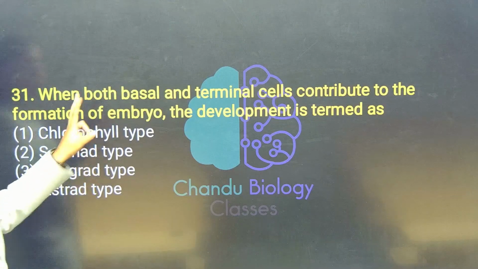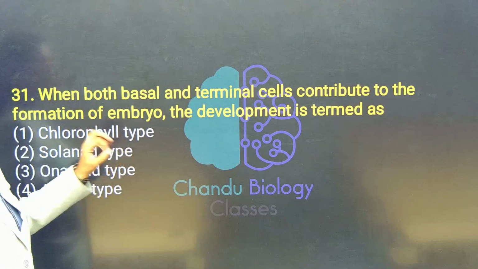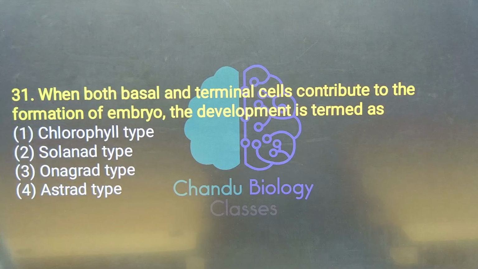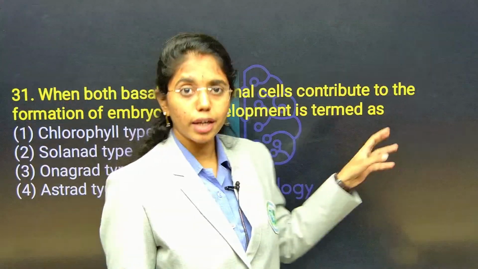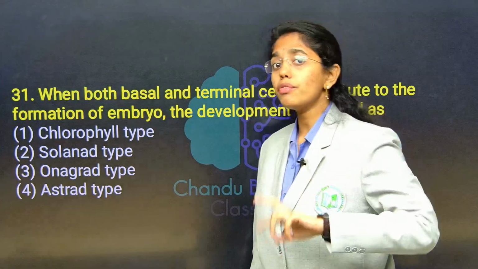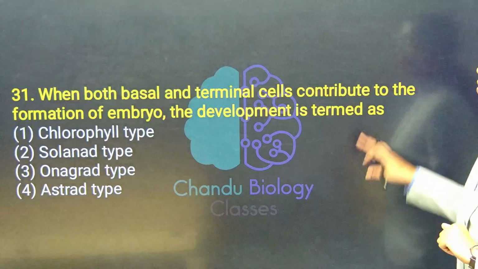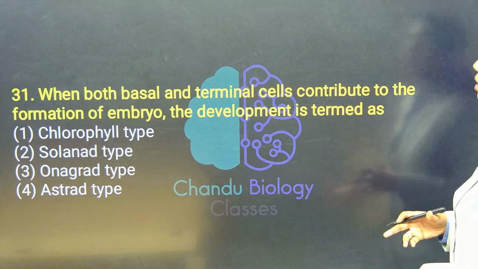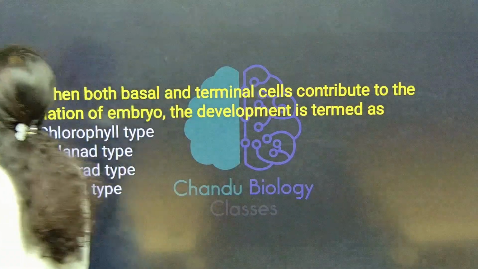When both basal and terminal cells contribute to the formation of embryo, that pattern of development is known as what? We have learnt whole lot of embryo pattern of developments where terminal cell will involve in the embryo octant formation, that is the normal type. In few of the types basal cell is involved, in few of the types both the cells are involved in embryo octant formation. So here he is asking you about the type where both basal and terminal cells will contribute in the formation of embryo. What is that type?